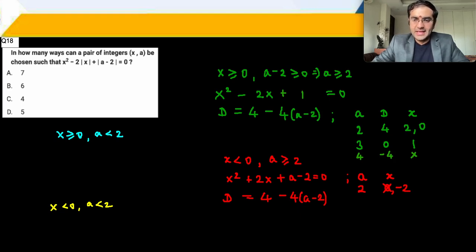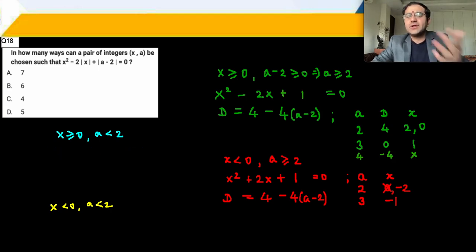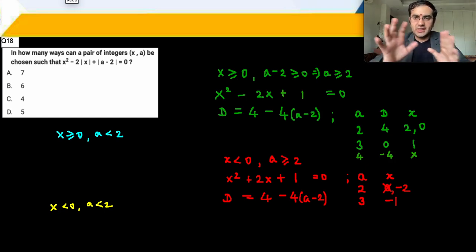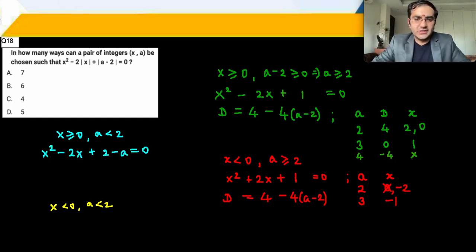Okay? After this let me try a equal to 3. When I put a equal to 3 over here, discriminant will become 0. So x square plus 2x plus 3 minus 2, 1 will be equal to 0. So x will become minus 1. And if you put a equal to 4 next, then your discriminant will become negative, so there will be no roots. We'll just continue this process, and this is really, really challenging. Finish it off quickly for the other colors.